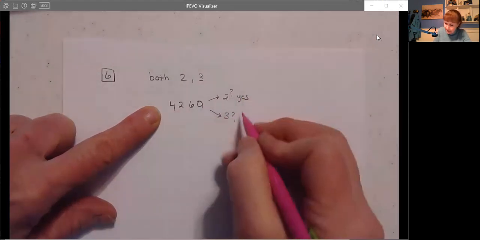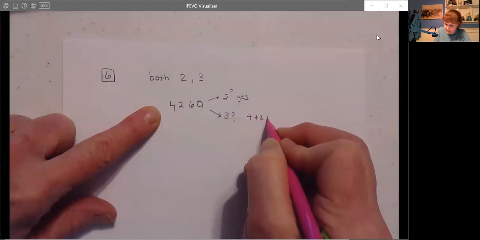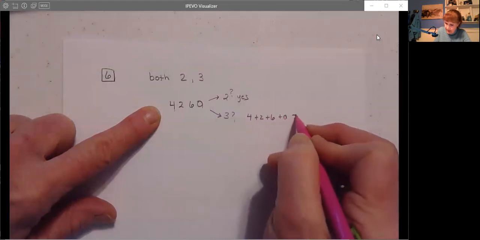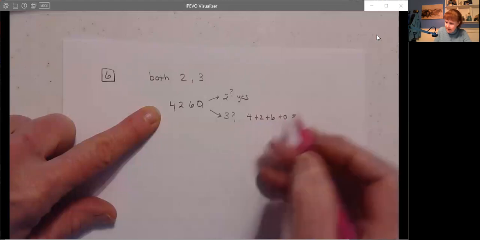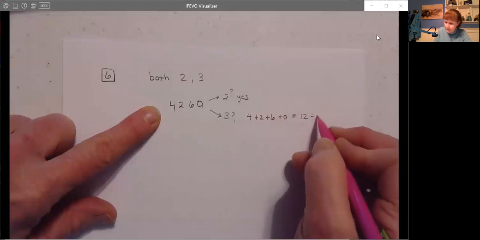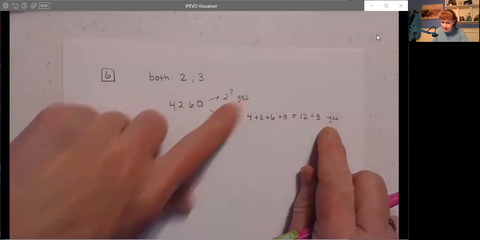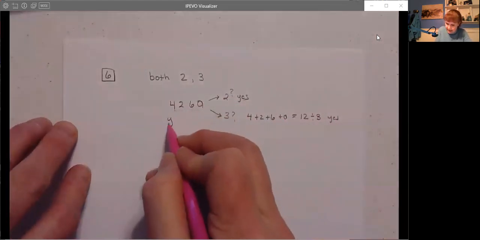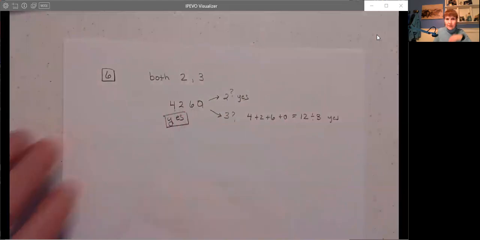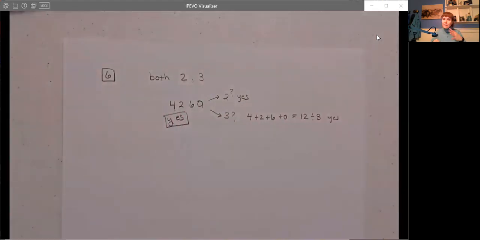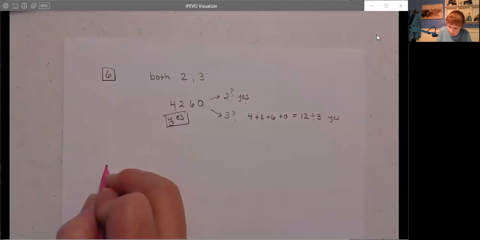Well, we're going to add up the digits. And we get 6 plus 6 is 12. 12 is divisible by 3. Both are yes, so this is a yes. It's divisible by 6. So you have to do both the 2 and the 3, and then it's divisible by 6. All righty. And the next one we were going to go through is the 9, and we'll do more examples.